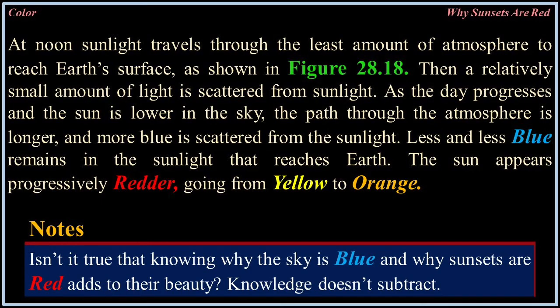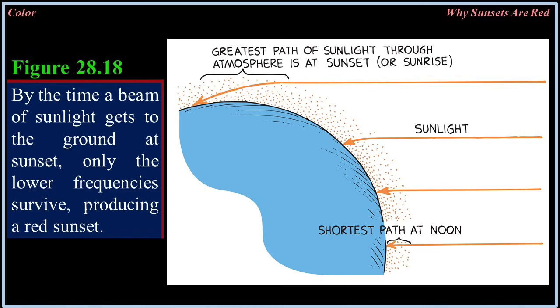At noon, sunlight travels through the least amount of the atmosphere to reach Earth's surface, as shown in figure 28.18. Then, a relatively small amount of light is scattered from sunlight. As the day progresses and the sun is lower in the sky, the path through the atmosphere is longer, and more blue is scattered from the sunlight. Less and less blue remains in the sunlight that reaches Earth. The sun appears progressively redder, going from yellow to orange.